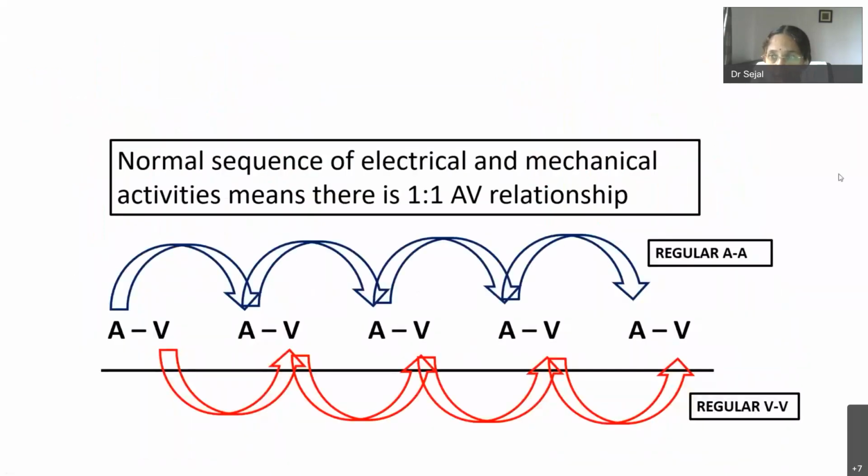With this understanding, we'll try to understand a little about bradyarrhythmias. We know that in a normal sequence of electrical and mechanical activities, there is a 1:1 relationship. You need to have a regular AA, a regular VV, and AV coordination. These three things are important, and we use these three things to differentiate different types of bradyarrhythmias also.